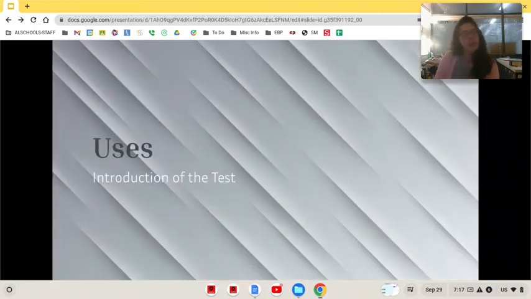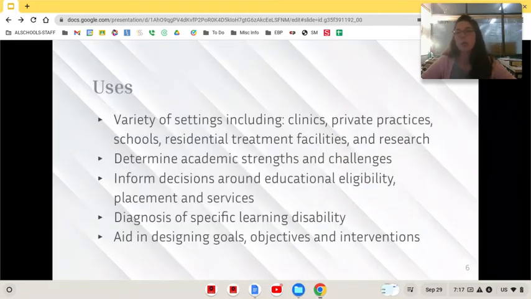So the uses of this test, it can be used in clinics, private practices, schools, which is what I am kind of focusing on, residential treatment facilities, and in research. It helps to determine the strengths and challenges that students or individuals have and inform decisions for education around eligibility, placement, and services. It also helps with goals, objectives, and interventions for students who might be struggling in certain areas.